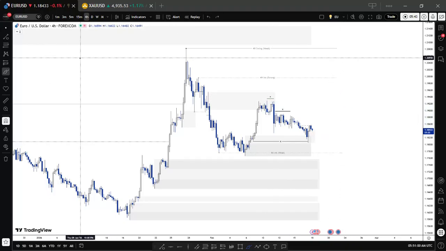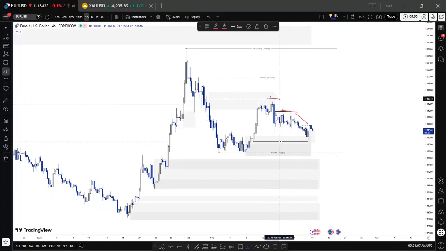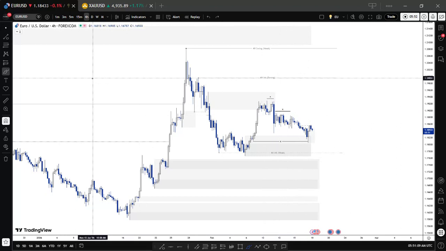So let's drop down. That's all for the 4-hour time frame. But even after deleting that, you can see the buy side liquidity, this, this, and this above, which price could target. So that's all for the 4-hour time frame. Let's drop down to the M15 time frame.